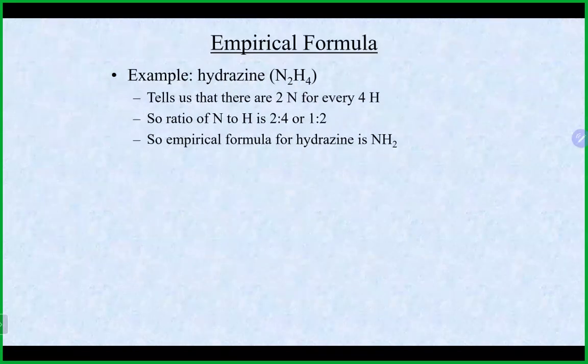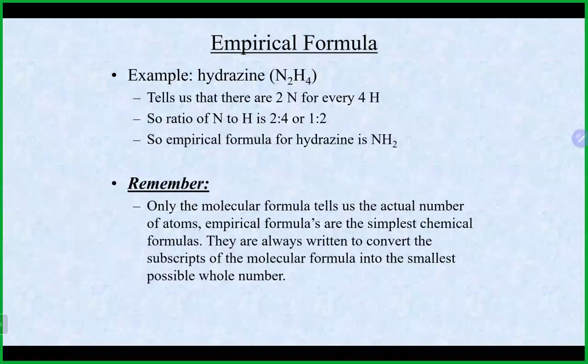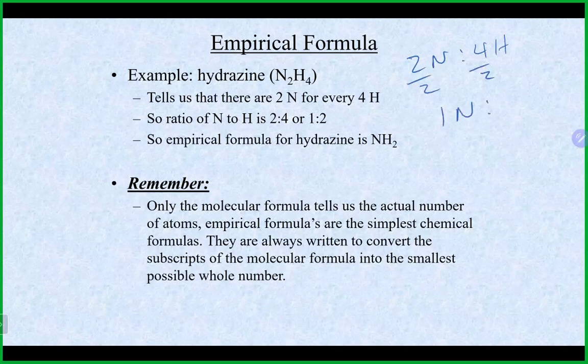So if we look at something like N2H4 here, that is 2 nitrogens for every 4 hydrogens. And again, you can divide by 2 and still get whole numbers, which means you have 1 nitrogen for every 2 hydrogens. And that will give us our empirical formula in this particular case.